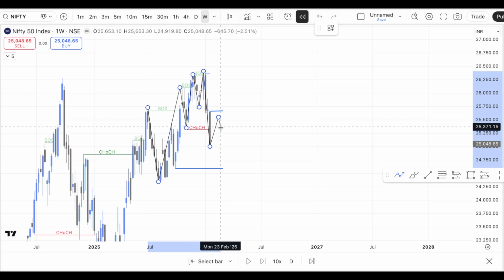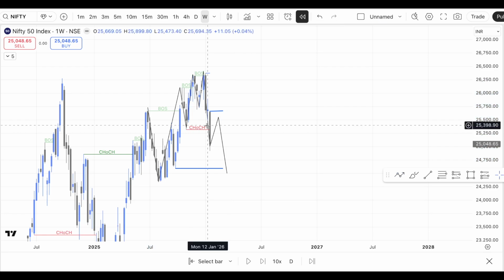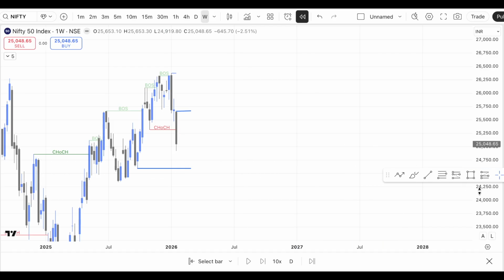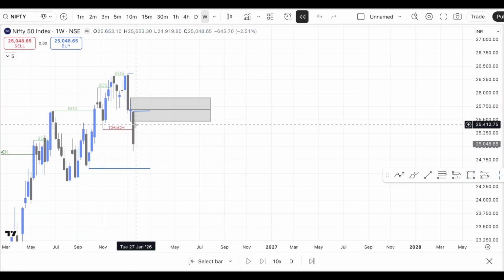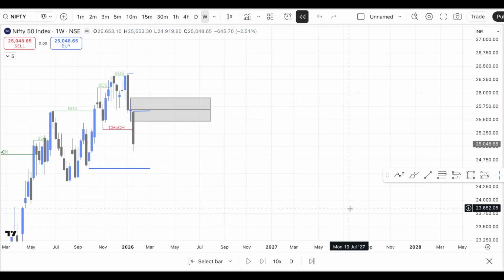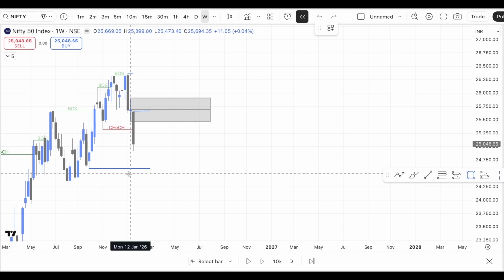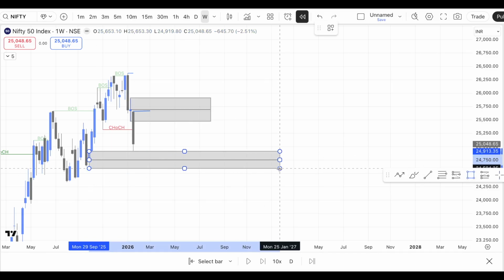Now if the market has to come down, it has to retrace to a supply, or it has to come and react from a demand, right? This is how the market always works. So from the weekly perspective, we have one significant supply which helped us to break this structure, and from the weekly perspective we also see that there is a significant demand.